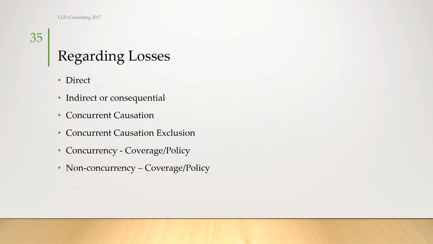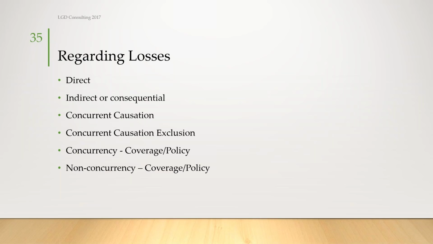Right? All right. Concurrency. So if you have two policies on a loss, and the perils are exactly the same, so you have a broad form policy and you have another broad form policy, and why they have two policies on one property, I don't know. It just happens once in a while. So this is what we call concurrent coverage. All right, where you have two policies that cover exactly the same perils on a loss or on a risk.